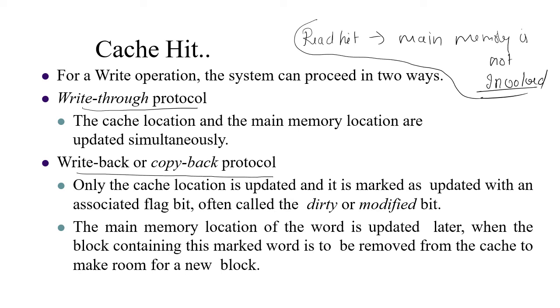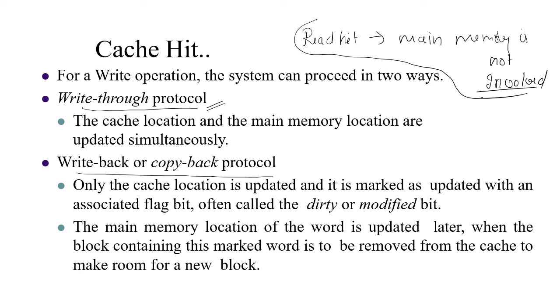For example, the processor will do some calculation, or perform some arithmetic or logic operation, and update the result. During the updation of the result, in case of write through protocol, both the cache memory and the main memory locations are updated simultaneously, because the same copy of information will be present in both the main memory as well as the cache memory. In the write through protocol, in both these locations, the result will be updated.